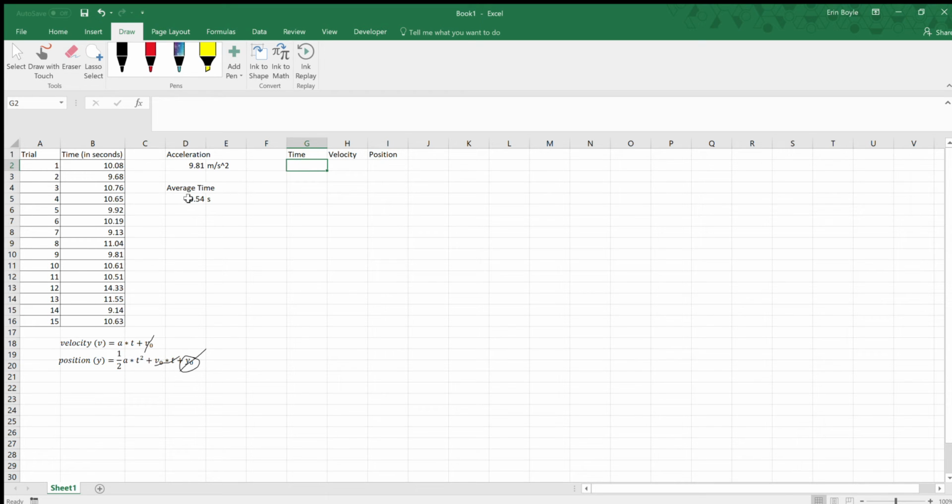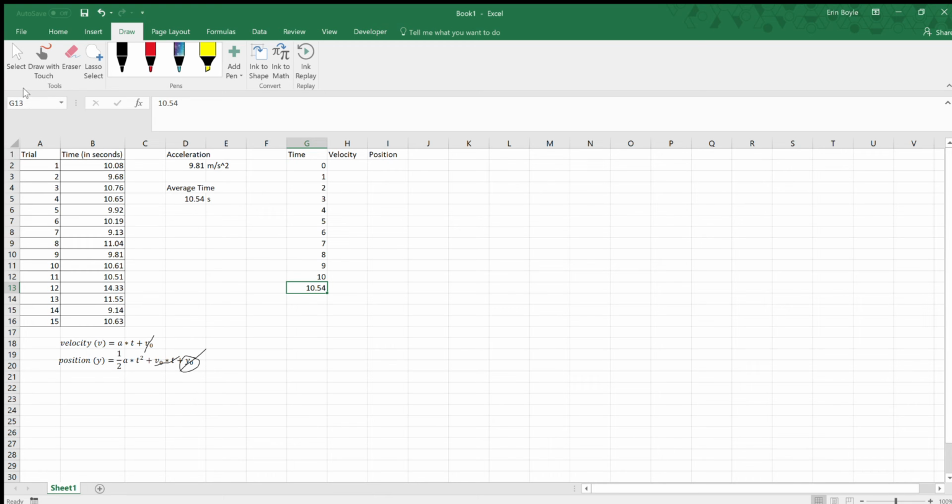So we know that the total time it would take the ball to hit the ground is 10.54 seconds. So we're going to make time points from 0 up to that time. And it's okay that you don't have to fill them in completely evenly. We just want to get enough points to get a smooth curve of our graph. So I went from 0 to 10, and then also filled in the last time of 10.54 seconds.